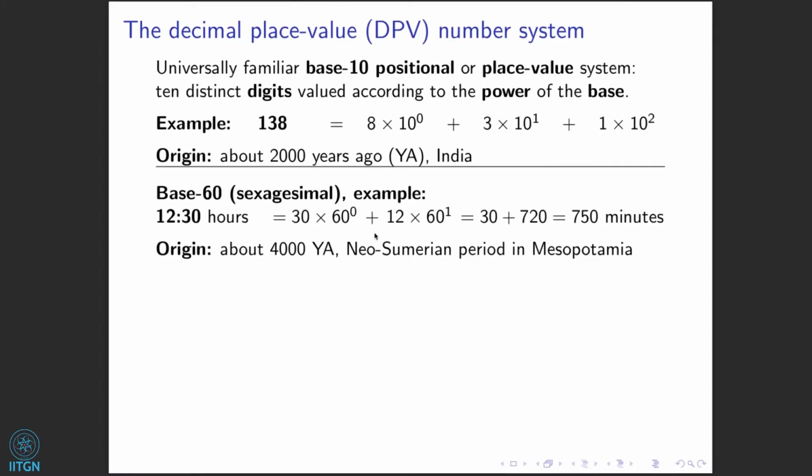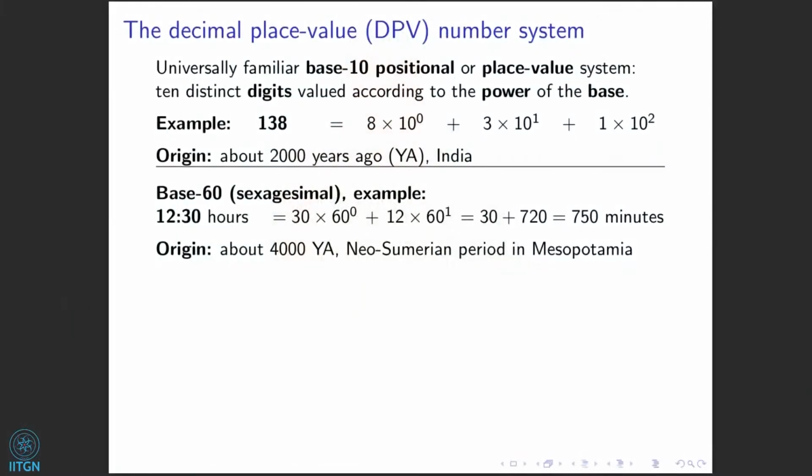over the door there. You have, strictly speaking, 60 distinct digits, so to speak, ranging from 0 to 59, and you multiply those by powers of 60 and add them up in order to figure out what the total is. So here's an example where you have 12:30 hours, which is really just 12 times 60 plus 30, or half of 60, and you get a decimal equivalent in minutes.